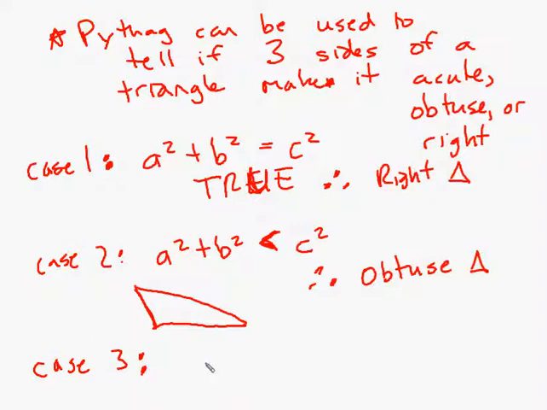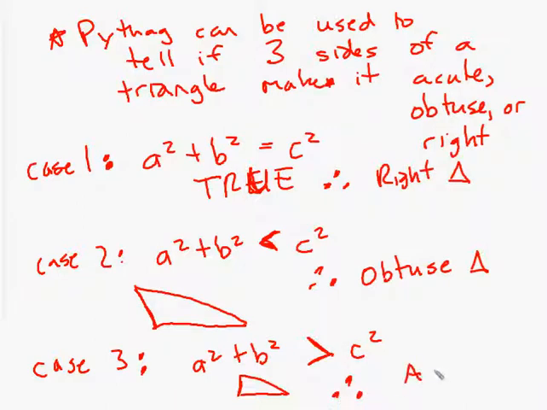And case 3. I add up a squared plus b squared, and I get something that's bigger than c squared. Well, then I have a triangle like this, and therefore I conclude it is an acute triangle.